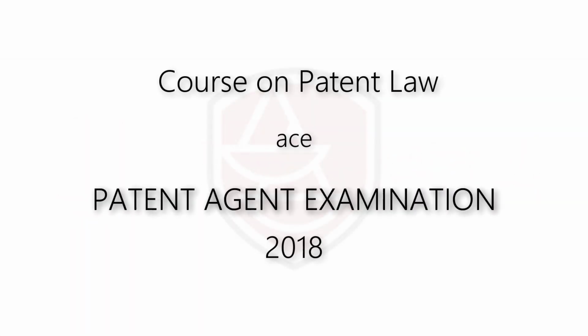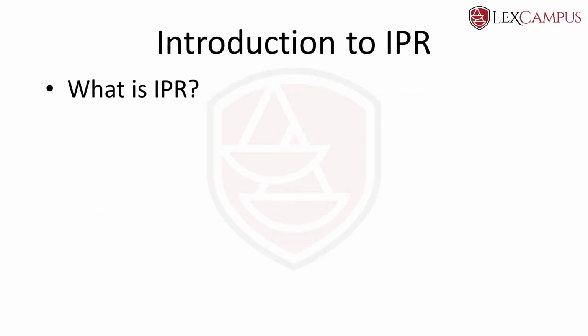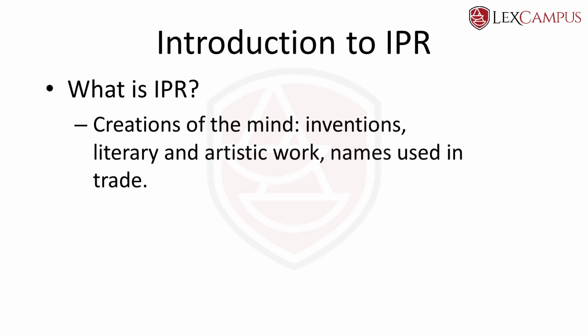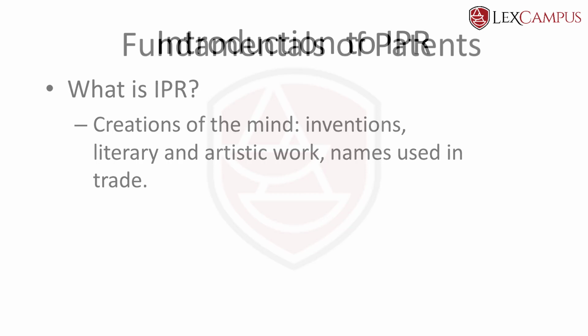An IPR, or an intellectual property right, is a set of rights that come out of the creations of mind. For instance, inventions are protected by means of patents, literary and artistic works are protected by the copyright regime, and names that we often use in trade and businesses are protected by the trademark regime.